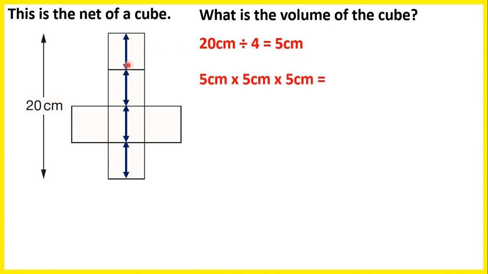So to find the volume, we can multiply the length of a cube by itself and then by itself again. So that's 125 centimeters cubed, because 5 times 5 is 25, and 25 times 5 is 125.